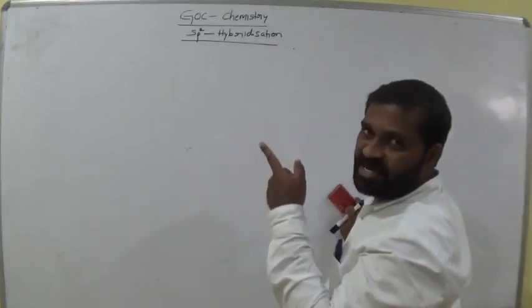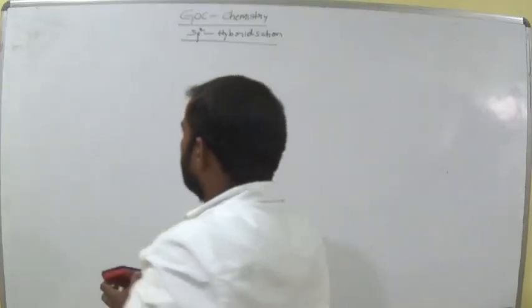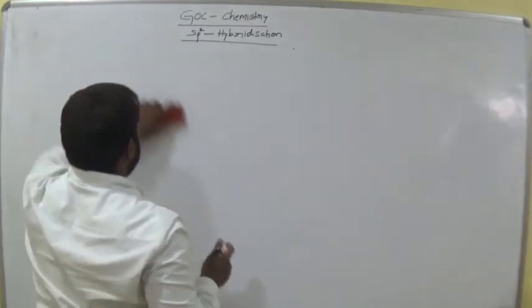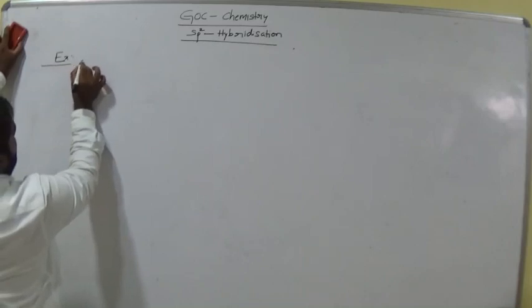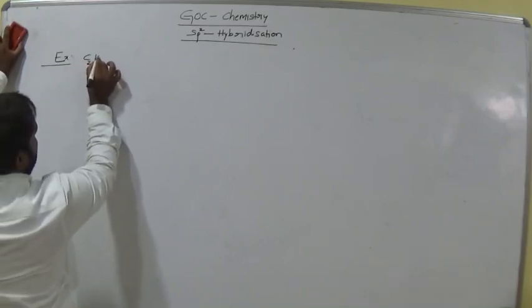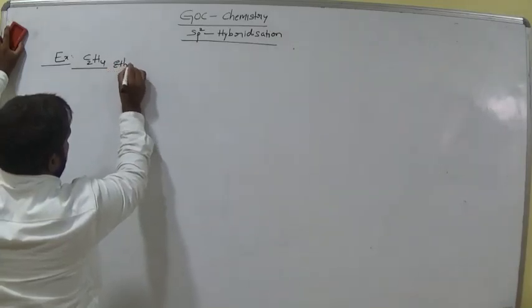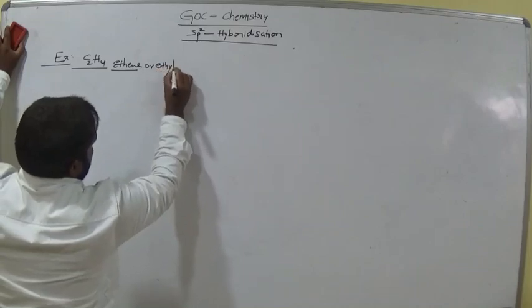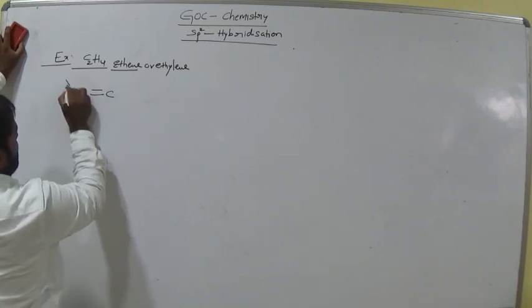Now this is an inorganic compound. Why? Because all are inorganic elements. Boron is an inorganic element. Fluorine is also an inorganic element. Okay. Now come to the second example that is related to organic. That is C2H4. This is ethene or ethylene. The structure is 2 carbons.